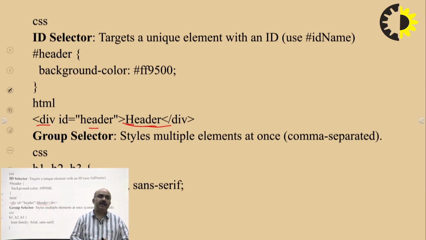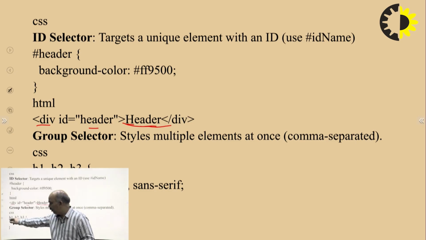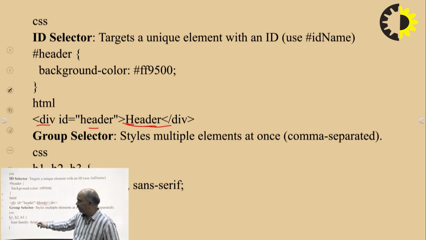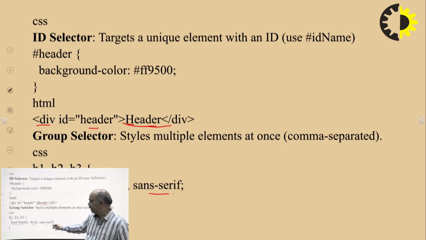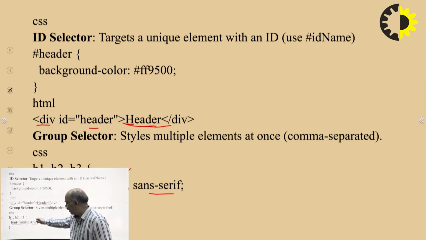Then we have the group selector, a style we apply to multiple elements at once. We just need to separate out h1, h2, and h3 with commas, where with these headings we apply the font family Arial, sans-serif. When the text is displayed, it will display in these fonts.